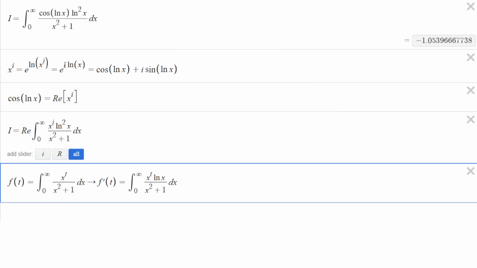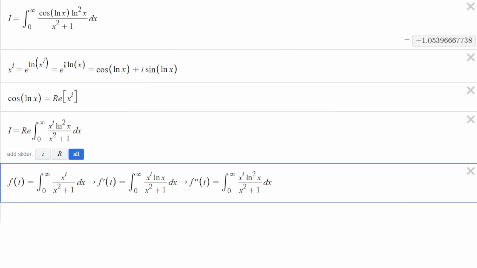All right, and then we can go one more derivative. And we can say, let's see, if we took another derivative, all that would happen is we would recover another factor of natural log x. And this is f double prime of t.